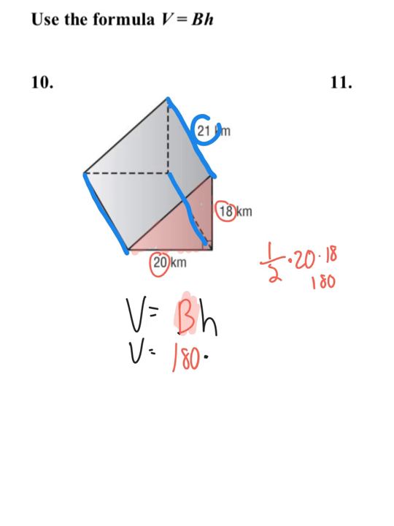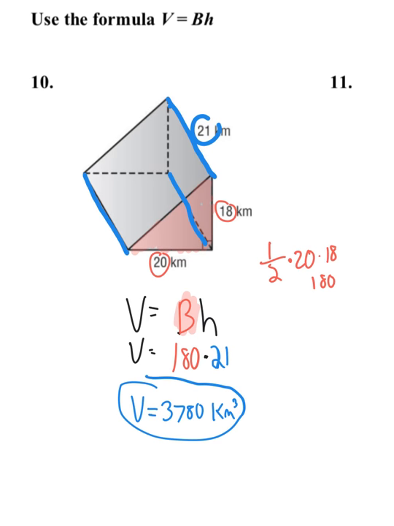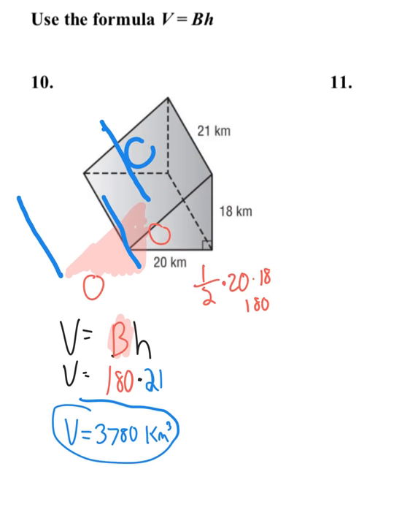So now I just have to do 180 times 21. And 180, I'll type that in, times 21 is 3,780. And since it's volume, it's cubic kilometers. Okay, that's number 10. Let's go to number 11.